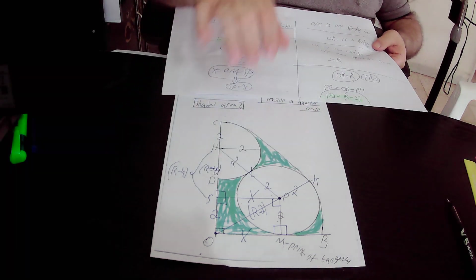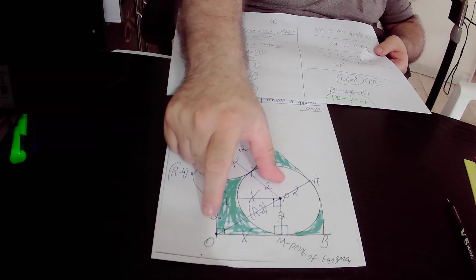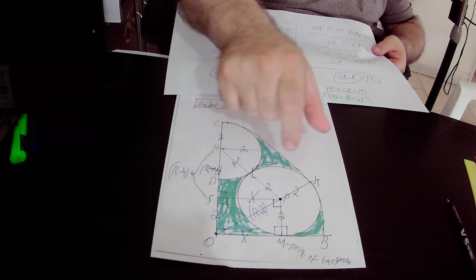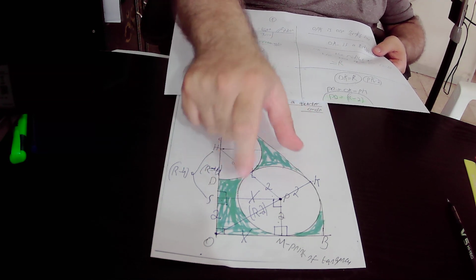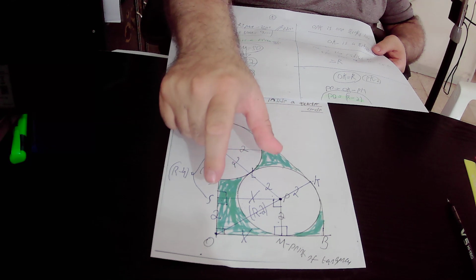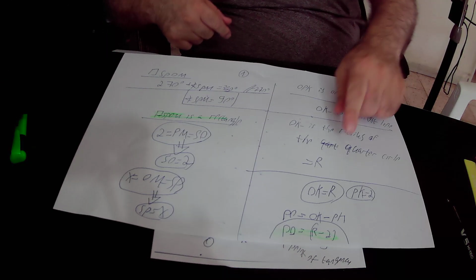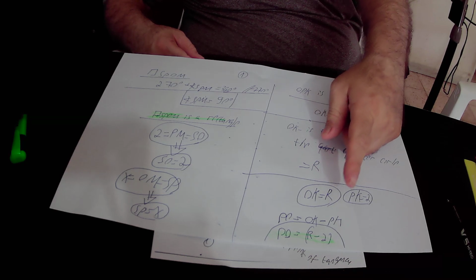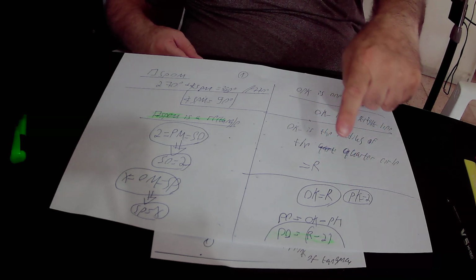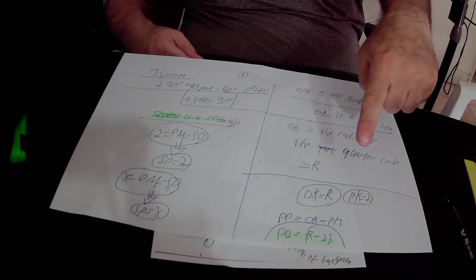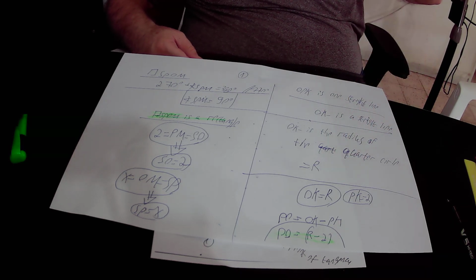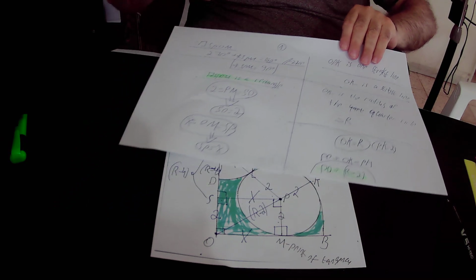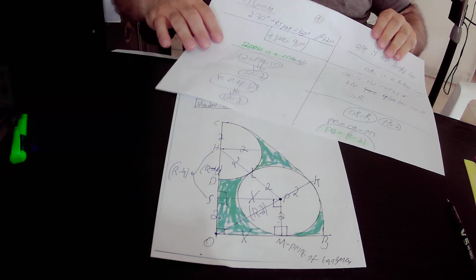And what is the length of line segment PO? It is very easy to see from the drawing that PO equals KO minus PK. Again, PO equals OK minus PK. OK equals capital R, PK equals 2. So in conclusion, we found out that the length of line segment PO equals capital R minus 2.